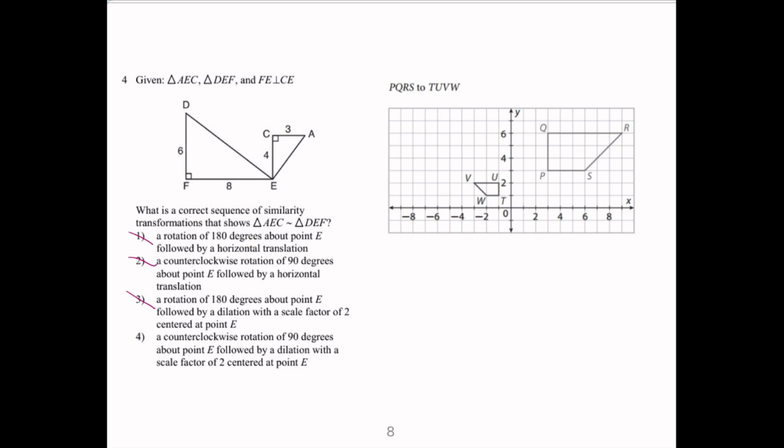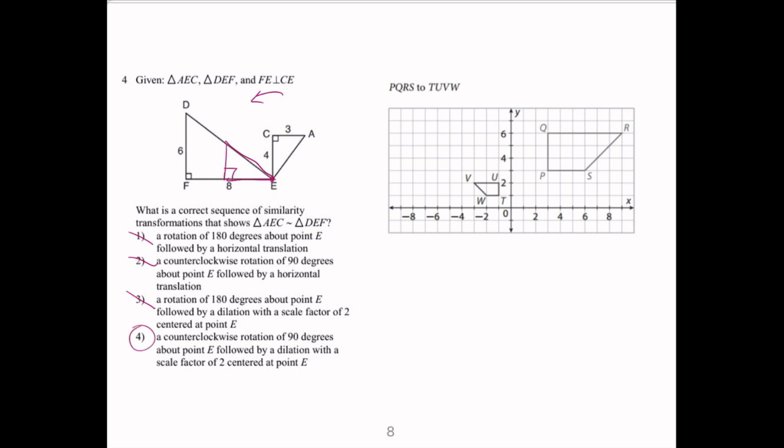And just to make sure number 4 is correct, a counterclockwise rotation of 90 degrees. So counterclockwise this way, right? So we rotate ABC 90 degrees, it would look something like this. And if we were to dilate it by a factor of 2 at point E, it would look just like triangle DEF. So number 4 is the answer.